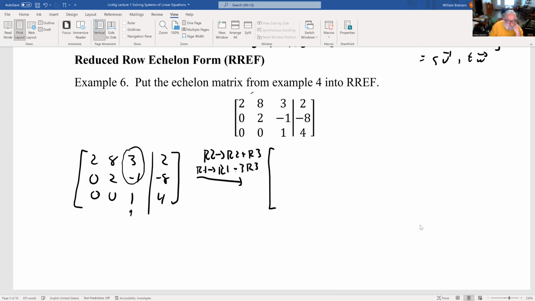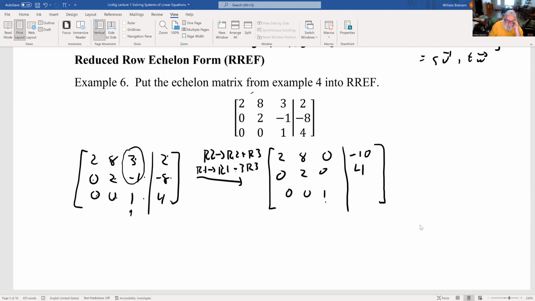So 2 minus 3 times 0 is 2. 8 minus 3 times 0 is 8. 3 minus 3 times 1 is 0. 2 minus 3 times 4 is 2 minus 12. So that's minus 10. R2 is just going to be R2 plus R3. So 0 plus 0 is 0. 2 plus 0 is 2. Minus 1 plus 1 is 0. Minus 8 plus 4 is 4. And then we left the bottom row alone.